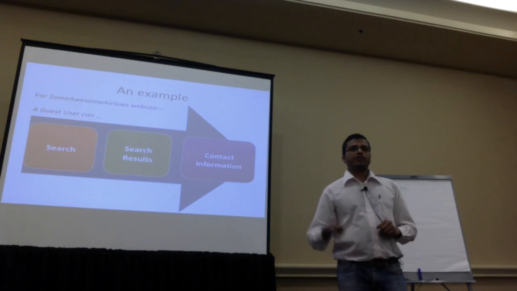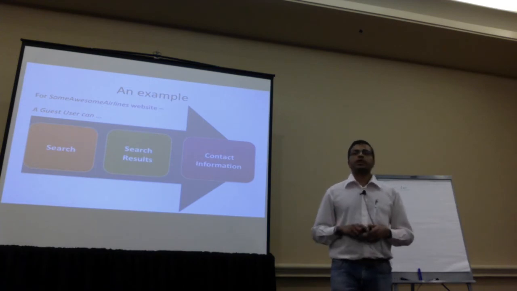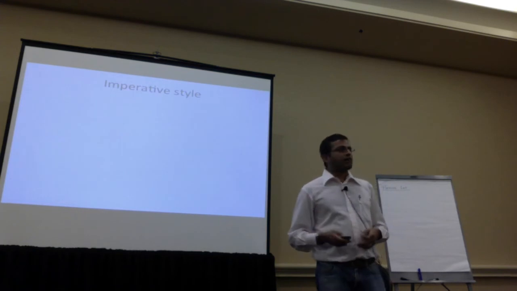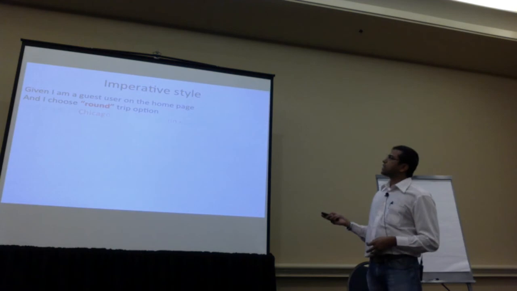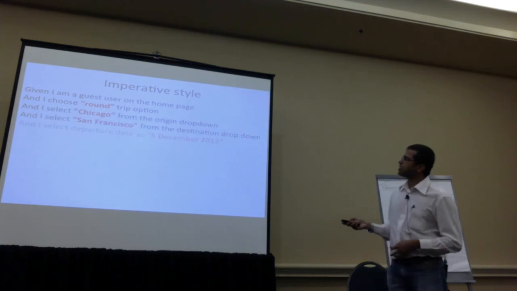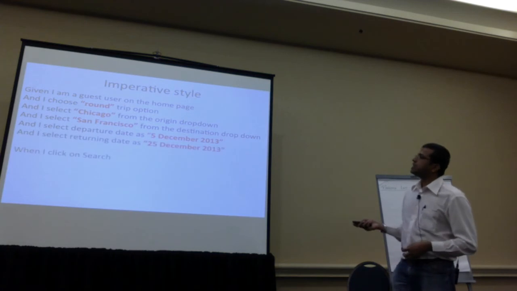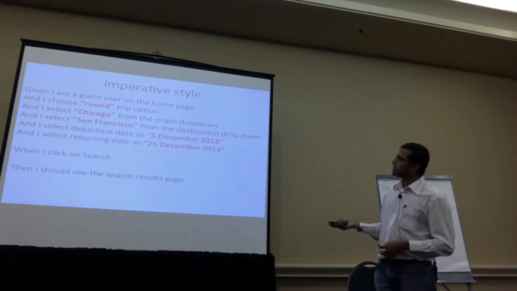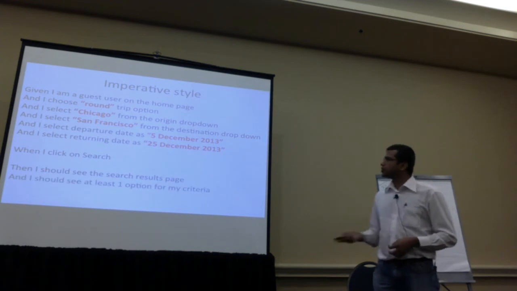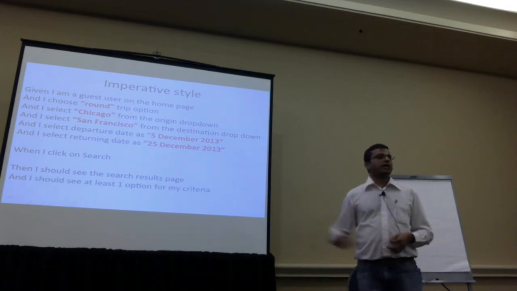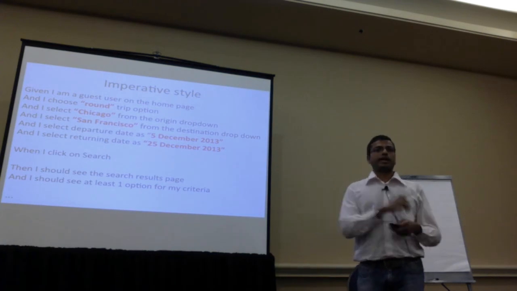So how would you specify tests in this particular example? In the imperative way, you would say, given I am a guest user on the home page and I choose the round trip option, select Chicago from origin, select San Francisco from destination, select departure date, and so on, click on search, see the search results page, at least one option should show up, and it continues. In one slide, I have not been able to go through that complete flow. Okay? That is the imperative style.